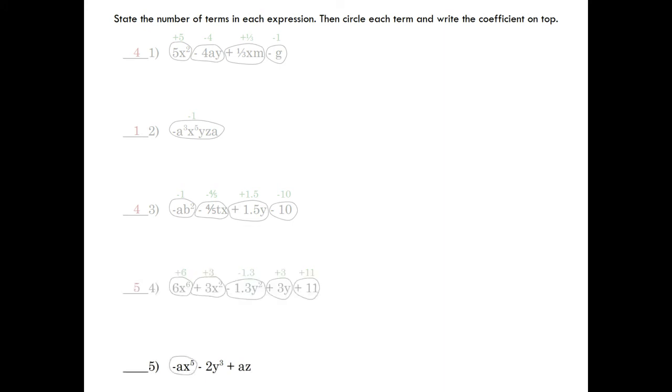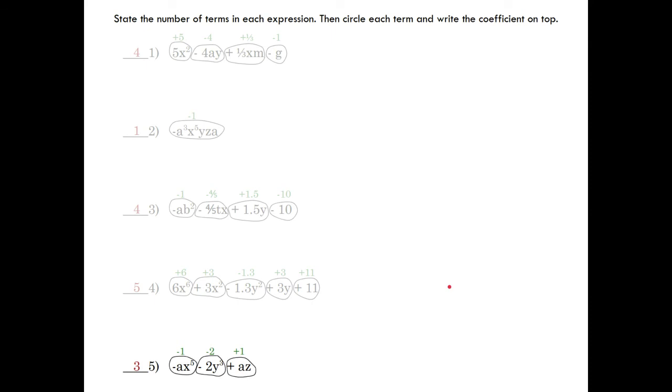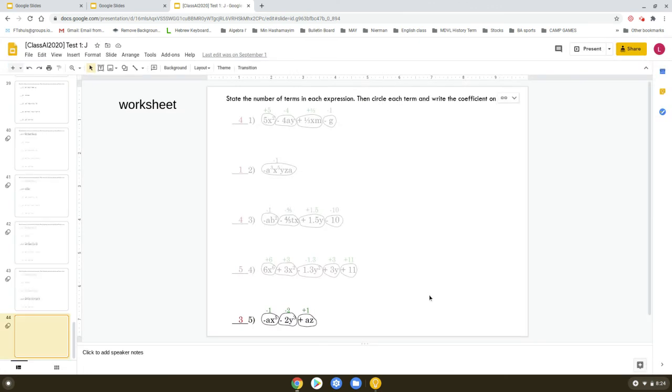Number 5 is 1, negative ax5, negative 2y to the third, and a positive az. That's 3 terms altogether. The coefficient of the first term is a negative 1. The coefficient of the second term is negative 2. And the coefficient of the third term is a positive 1. And that is the answers from 1 through 5. Again, every term has a coefficient. That means the number in front of that term. And that number has a sign, either negative or positive, and that is part of that term. And that is the answers to section J.